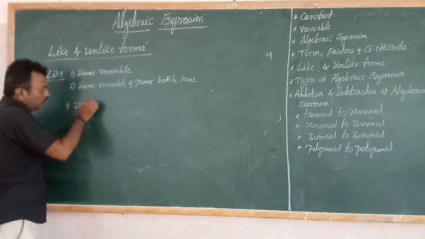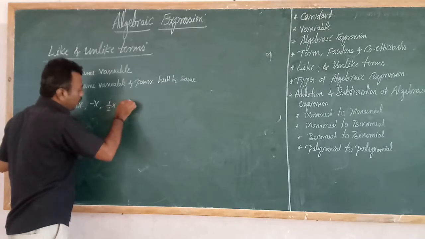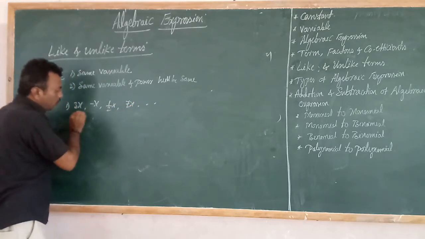3x and minus x, 1 by 2x and then 3x, 7x, and so on. So these are what? Like terms.